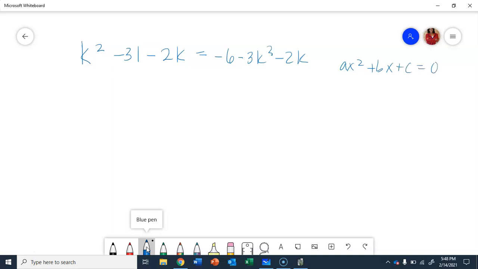So all of these terms that are over here on the right side of the equal sign, you need to do inverse operation. So watch as I do this in one step. What was a minus 6, I need to put a plus 6.